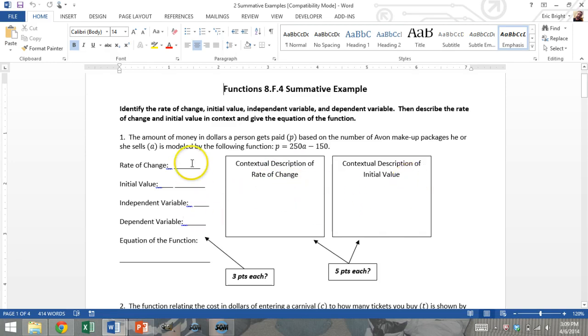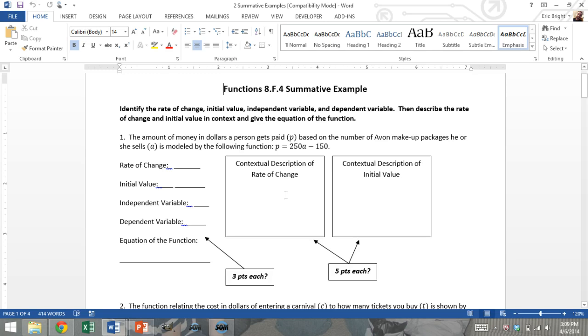All right, so if we gave 3 points for each of these, 1, 2, 3, 4, 5, there's 15 points. Here's 20, and there's 25. So you get 4 of these questions together, and there's a summative example. And this would cover pretty much all of 8.F.4.